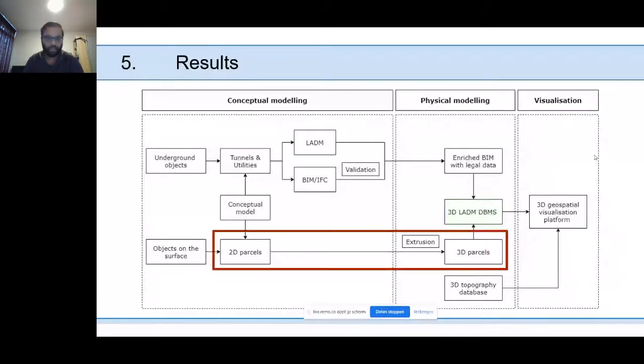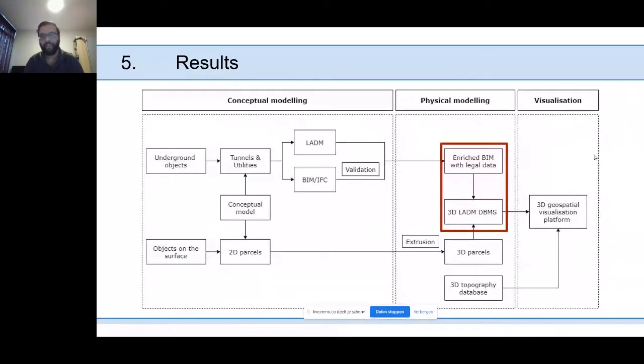The parcels, 2D or 3D, are retrieved from the cadastre. If the parcels contain 2D objects, then they first need to be extruded to 3D with the use of a data integration platform such as FME. The enriched BIM IFC models with the legal data will then be stored in the spatial database in 2 tables, where one table will be used for the legal model with the legal information according to the LADM, and one will be used for the physical model with the BIM IFC data.